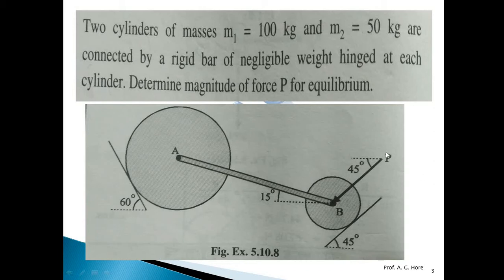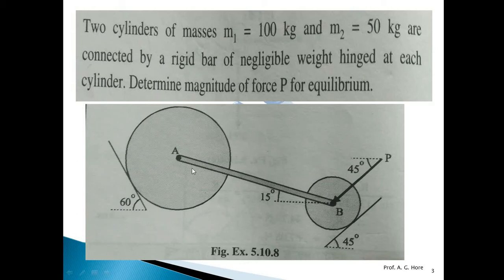Now for this diagram we want to find out this force P. This force keeps this arrangement in the equilibrium position. It's because of force P that these two spheres are in equilibrium. This P force has an angle of 45 degrees with the horizontal. Now the mass M1 is 100 kg, which is the bigger sphere A, and the smaller sphere is M2, that is 50 kg mass.